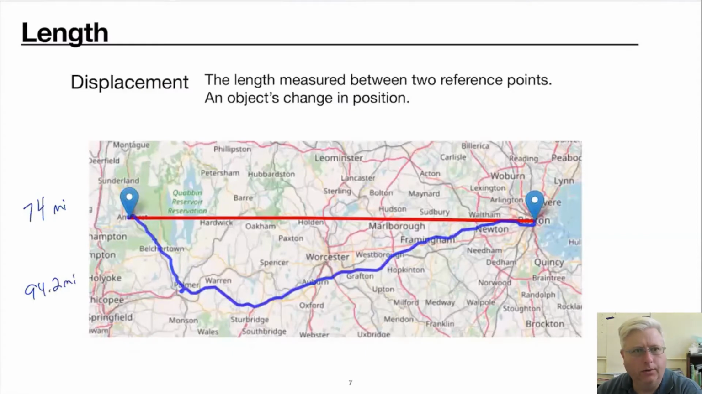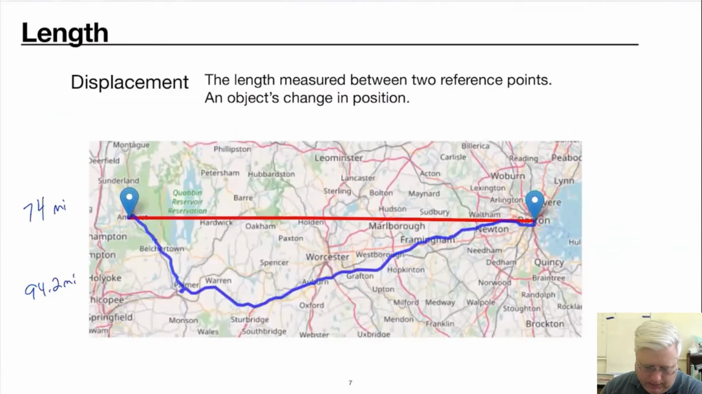So the displacement, your change in position, would be 74 miles. If you started in Amherst and ended up in Boston, you would say that you are now 74 miles from Amherst. Or you could say you're 74 miles east of Amherst. Displacement can be a little tricky because it seems a little weird, but we'll get into that.